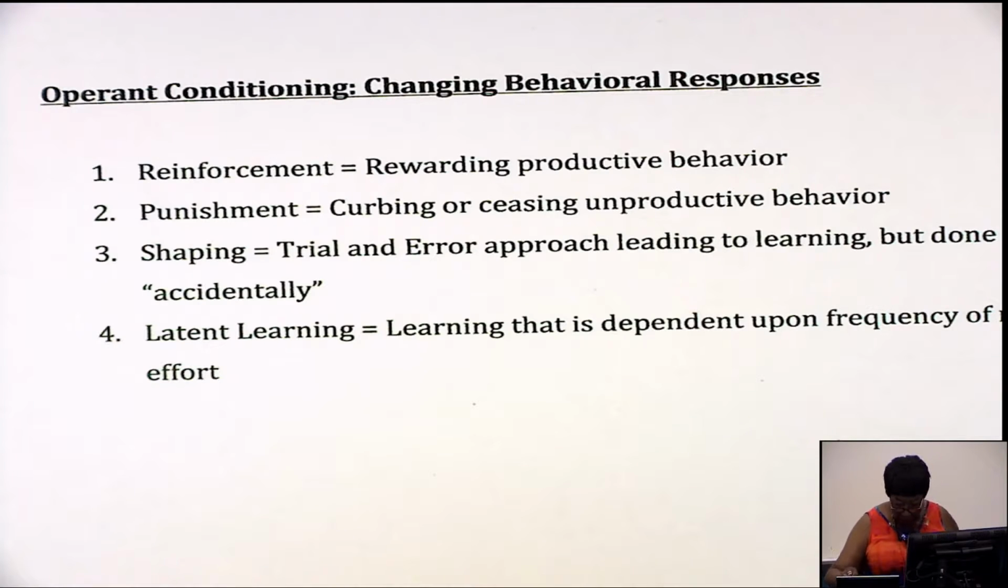With regard to reinforcement, it is designed to get the child to keep doing good, productive behaviors. And punishment is, of course, to curb or stop unproductive behavior. Shaping is a trial and error approach leading to learning, but it kind of happens by accident. Finally, latent learning is the kind of learning that is dependent upon the frequency of effort. Okay, that might be foreign language, but it won't be for very long.